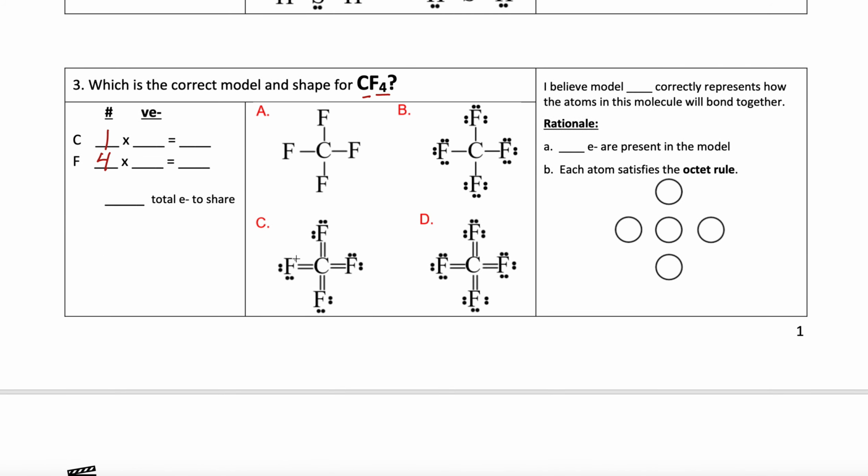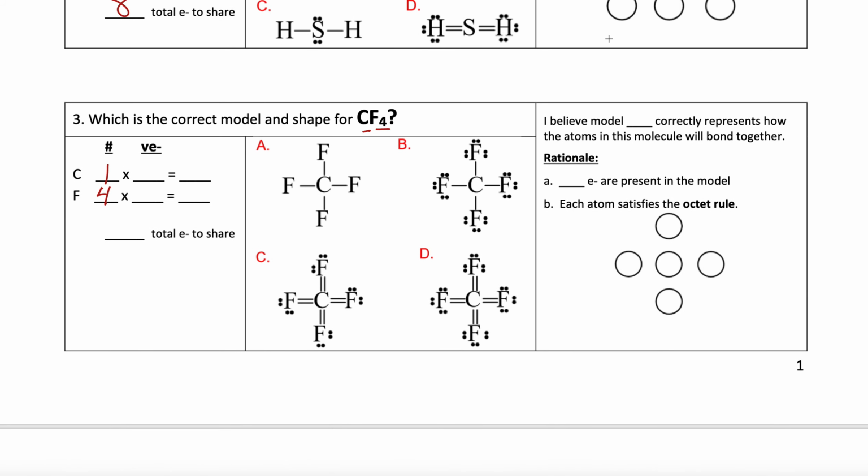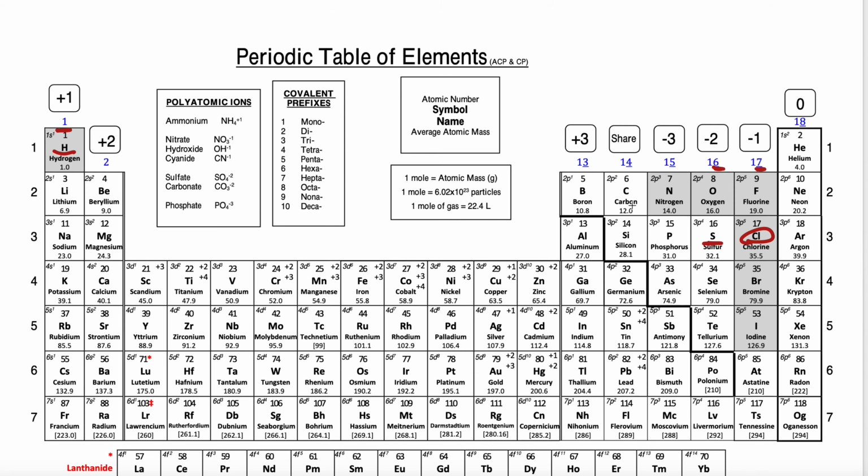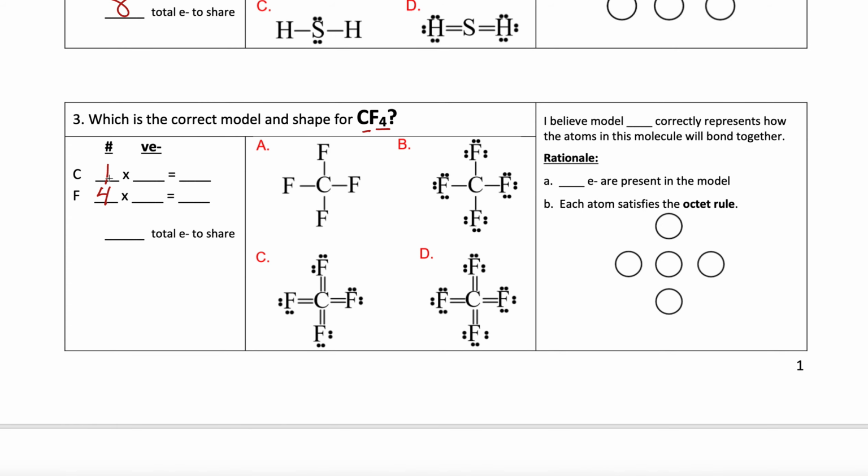And the final example, we got carbon and fluorine. So let's find carbon and fluorine. Here's carbon. It's got 4. So remember, carbon is 4. And fluorine is in group 17. Fluorine is going to have 7. So you got to remember that. Carbon's 4, fluorine's 7. So let's go back here. Carbon has 4, fluorine has 7.